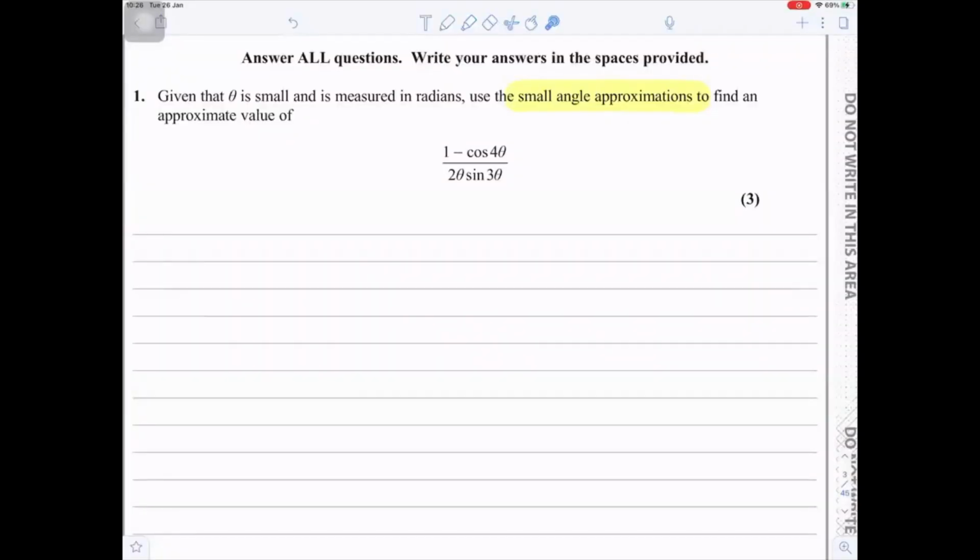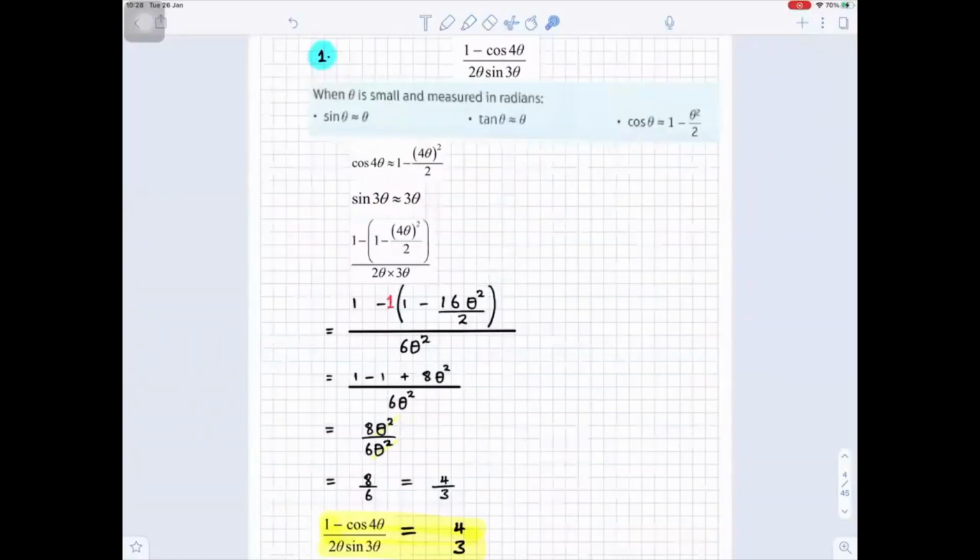Given that theta is small and is measured in radians, use the small angle approximations to find an approximate value of (1 minus cos 4 theta) divided by 2 theta sine 3 theta. When theta is small and measured in radians, sine theta is approximately theta, tan theta is approximately theta, and cos theta is approximately 1 minus theta squared over 2. So we're going to use this one and this one.